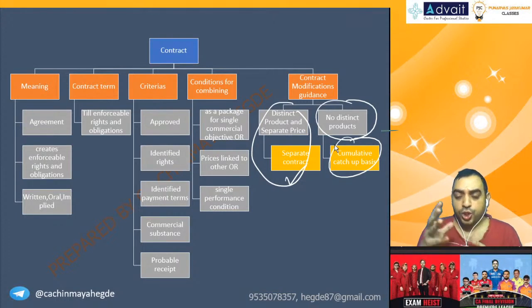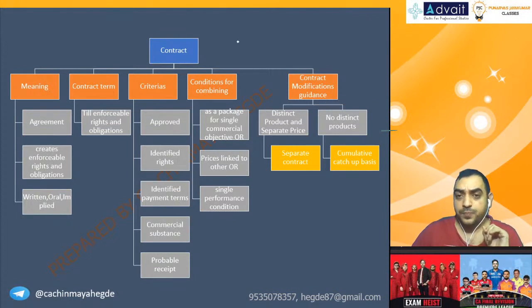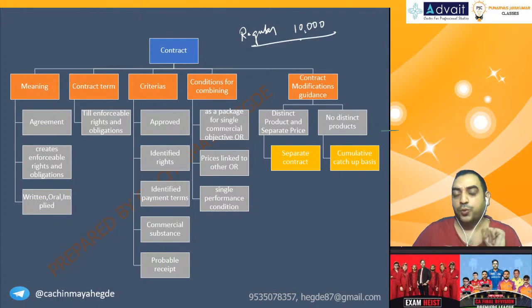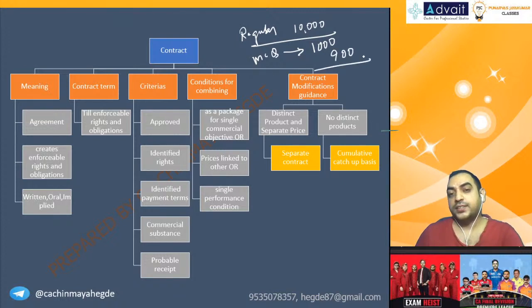Let's say you are attending my regular classes. Again, I'm just taking an example, don't take these as actual numbers. Let's say my regular classes are 10,000 rupees. During the class, I gave you an option, I'm planning to conduct an MCQ test every day. The MCQ test normally I charge 1,000 rupees, but for you people, I'll charge 900 rupees.